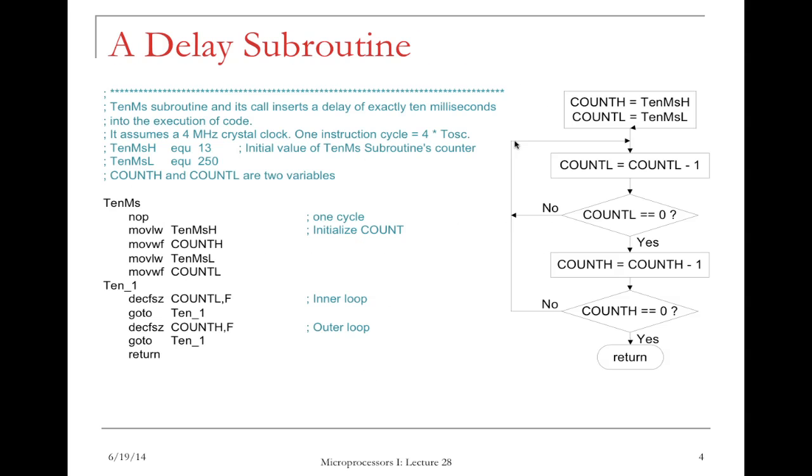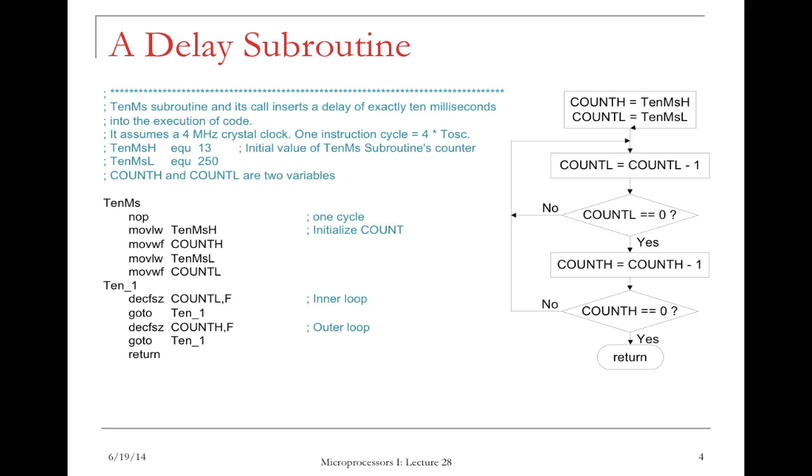We talked about subroutine. This delay subroutine will give you exactly 10 millisecond delay. The first several instructions are used to initialize count H and count L to make up the 16-bit counter. And the next couple of instructions are to decrement and check the flag.